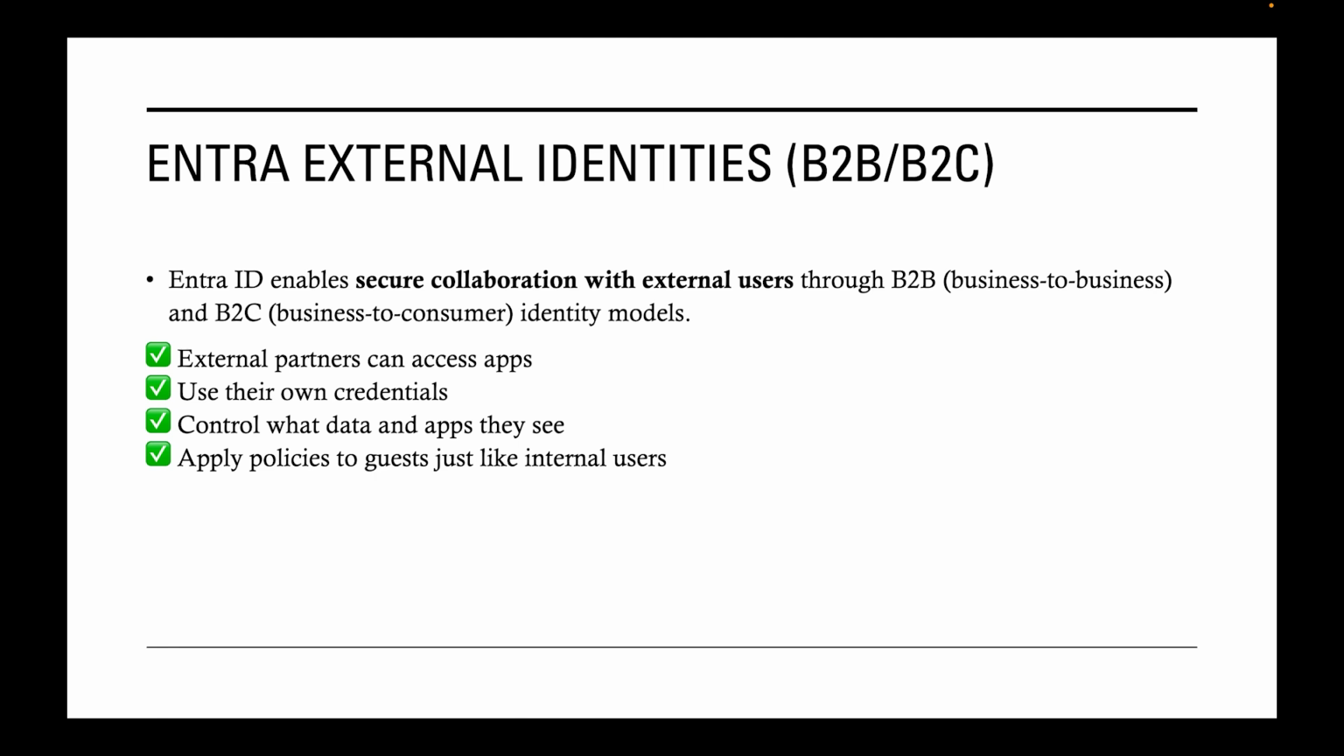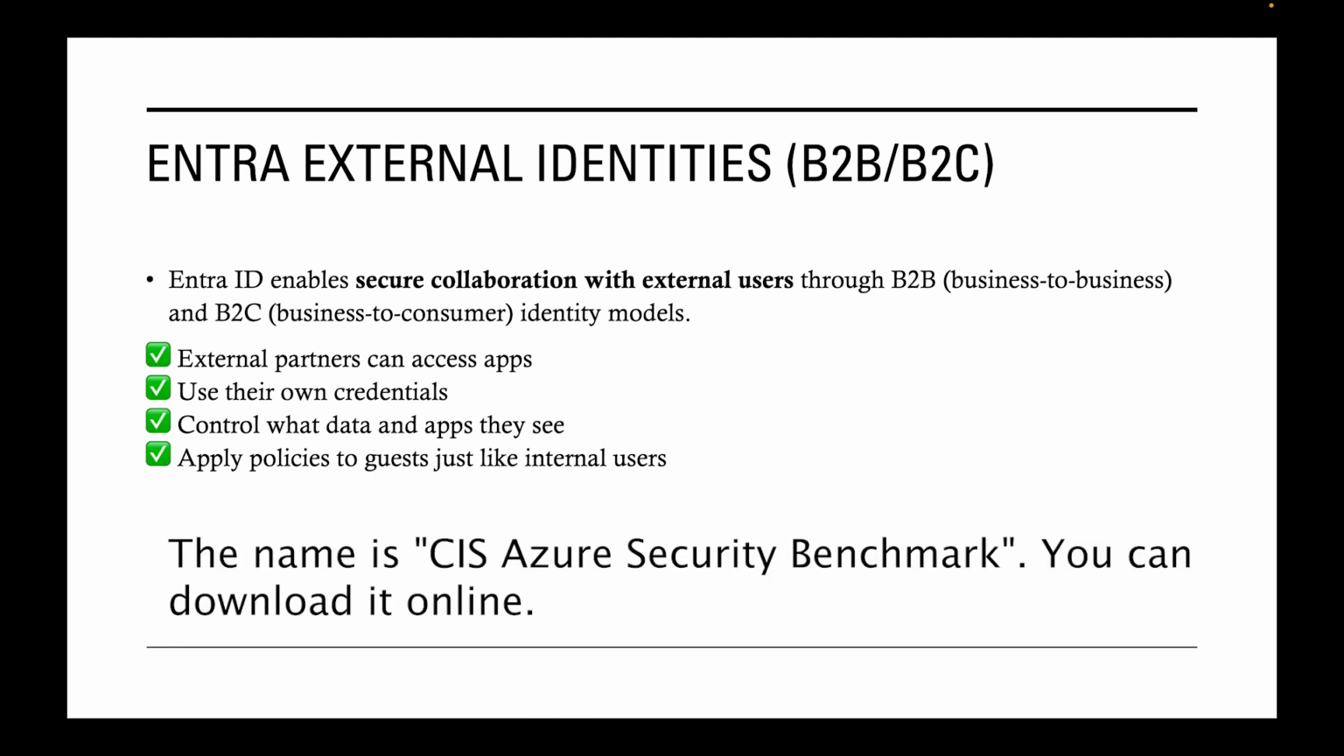Then there are external identities, which is B2B and B2C. Once again, business-to-business is B2B and business-to-customer is B2C. Entra ID enables secure collaboration with external users through B2B and B2C. External partners can access apps, use their own credentials, and you control what data and apps they see, and apply policies to guests just like internal users. So if they're coming into your organization and you want to allow them to still sign in with their own identity instead of giving them an identity, you can go about doing that, and then you can limit what they can see in your organization.